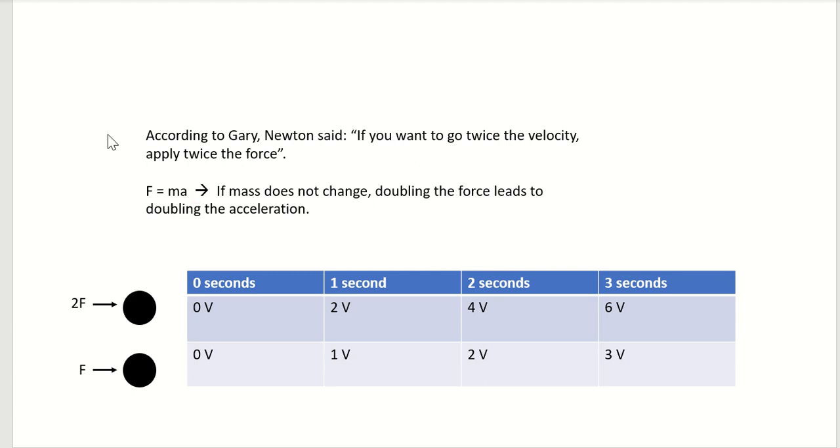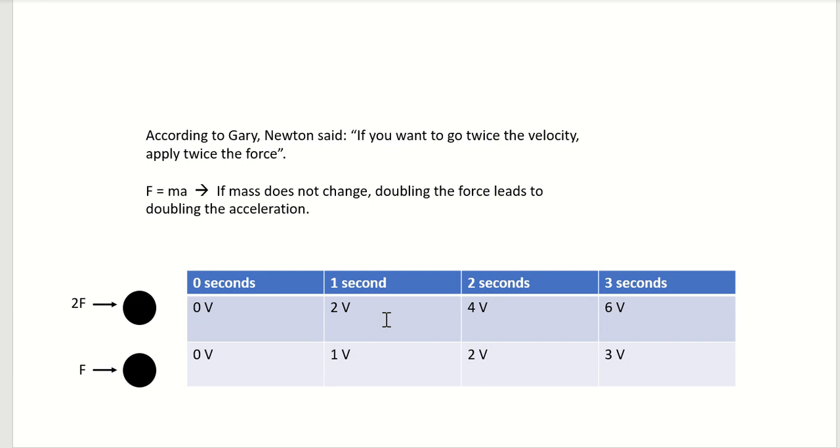And let's also take a look at what this means in terms of velocity. So here we have two objects with the same mass. To this object here, we are applying twice the force and thus giving it twice the acceleration. And we are also assuming that both of these objects start at rest with zero velocity. And now it's quite easy to see that at each point in time, this object, where twice the force was applied, has twice the velocity. So in this sense, you were correct about what Newton was saying. If you want to go twice the velocity, you really do need to apply twice the force.